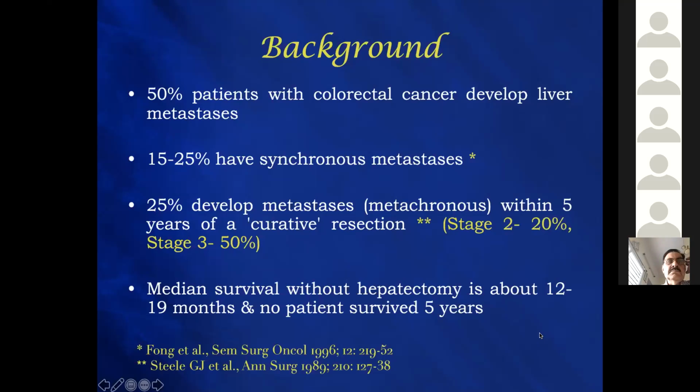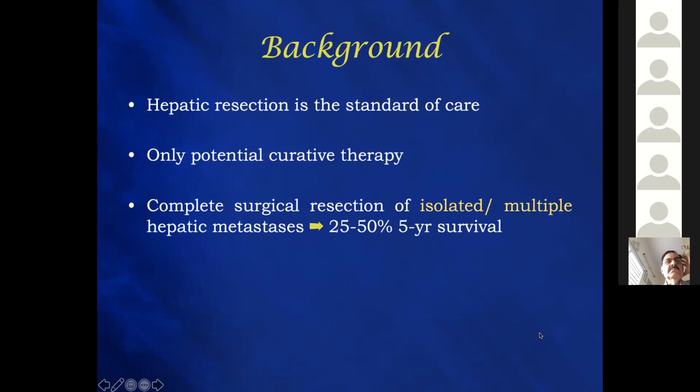So that brings in the importance of resection of the colorectal lesions. Hepatic resection for colorectal metastasis is the standard of care. It is the only potential curative therapy. With complete surgical resection of isolated or multiple hepatic metastasis, there can be a 5-year survival of up to 50%. This 5-year survival of 50% is better than the 5-year survival for stage 3C cancers. So if you resect the liver lesions, the survival is better.